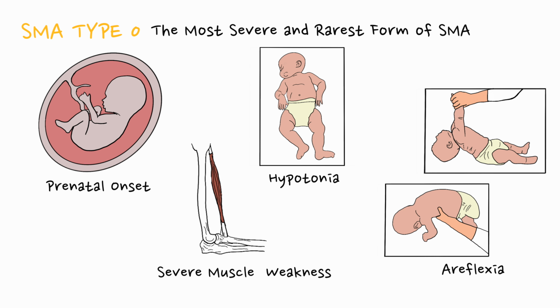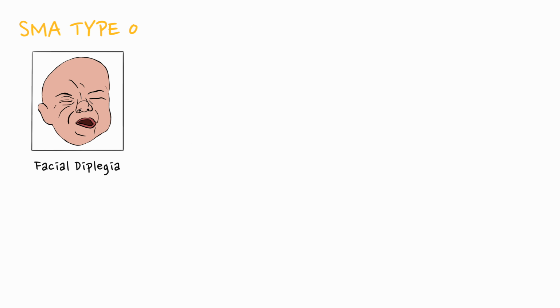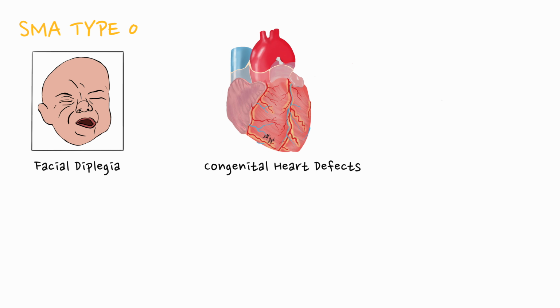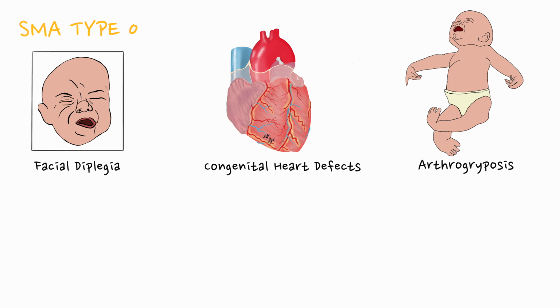Areflexia. Areflexia means the absence of reflexes. In SMA type 0, affected infants typically do not exhibit deep tendon reflexes. Facial diplegia. Facial diplegia involves weakness or paralysis of muscles on both sides of the face. Congenital heart defects. Some infants with SMA type 0 may have congenital heart defects, which are abnormalities in the structure of the heart present at birth. Arthrogryposis. Arthro means joint, so arthrogryposis refers to multiple joint contractures, where the joints have limited range of motion and are fixed in abnormal positions. It is often present in SMA type 0.